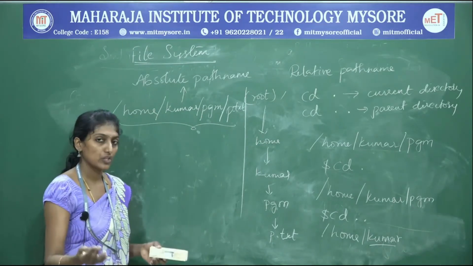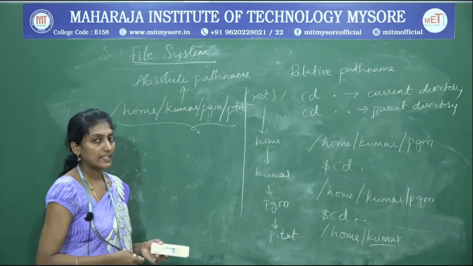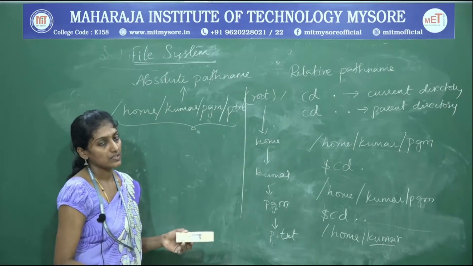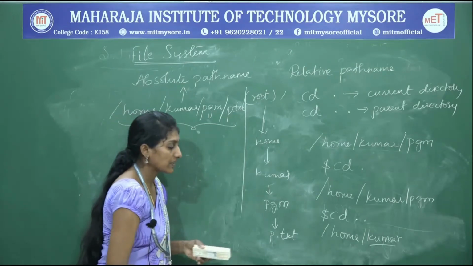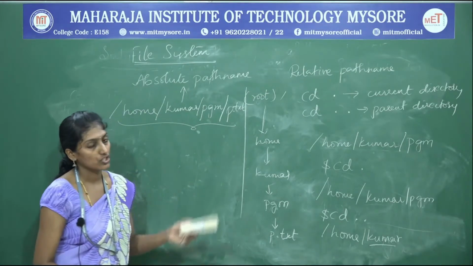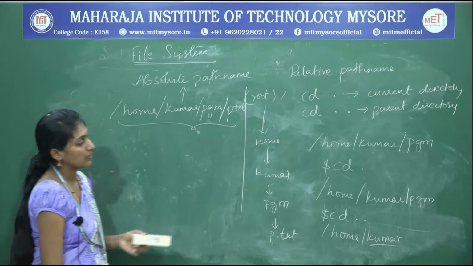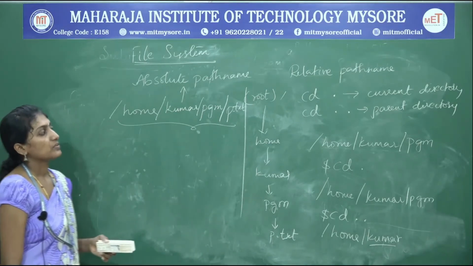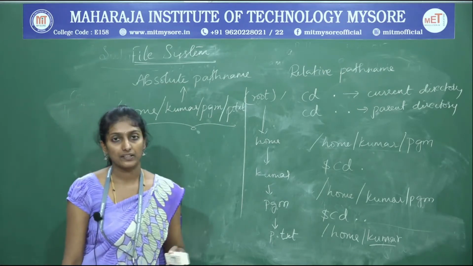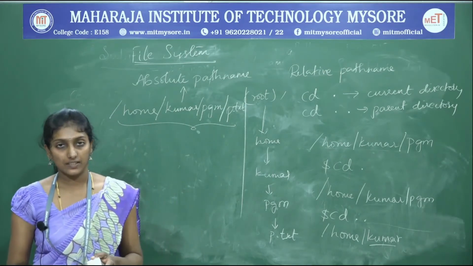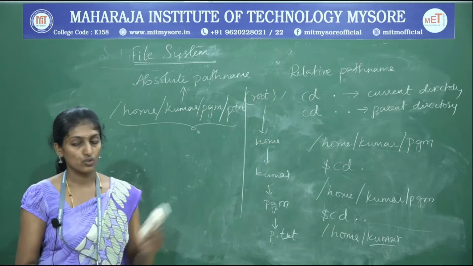Instead of providing an absolute path name, you give the path name relatively. That is, instead of providing the complete path name, by using these two notations you relate the files or directory names that will be provided. So this is about absolute path name and relative path name. I hope you have understood these two concepts.